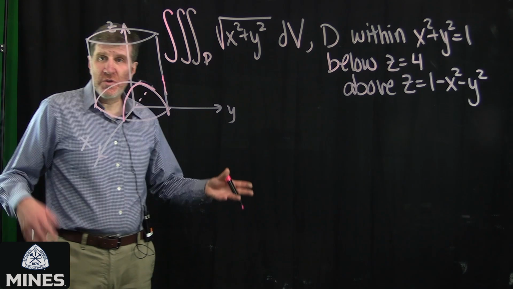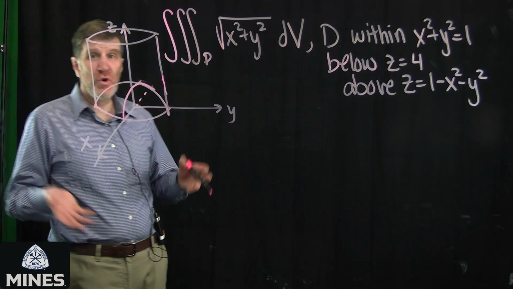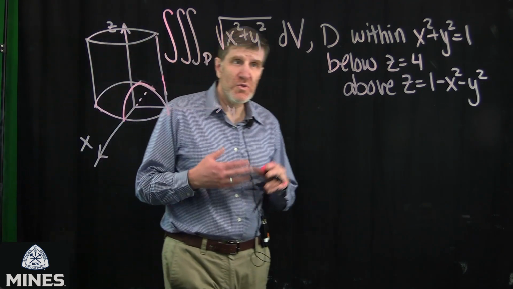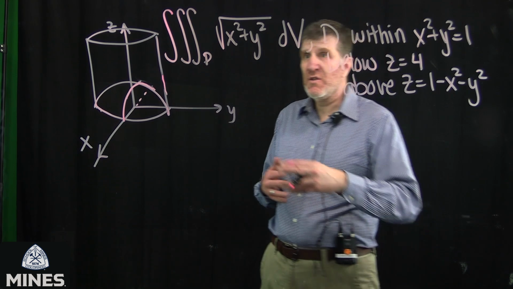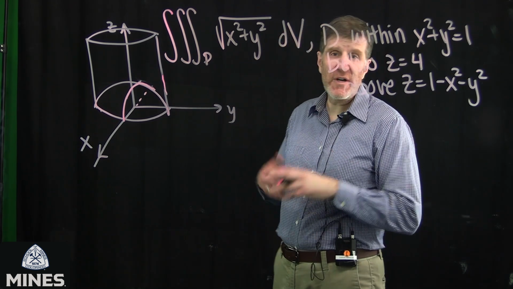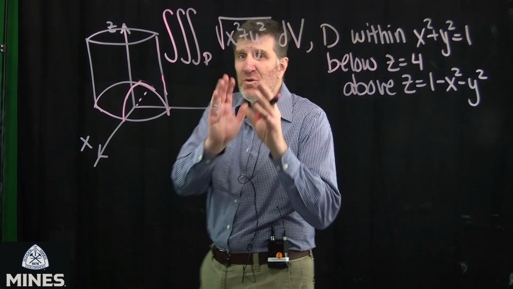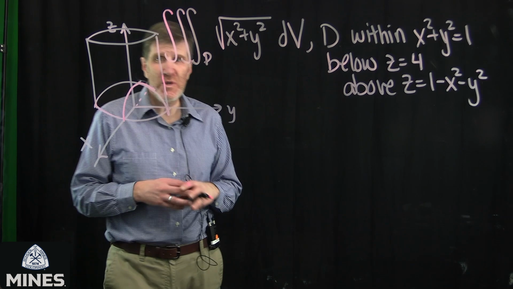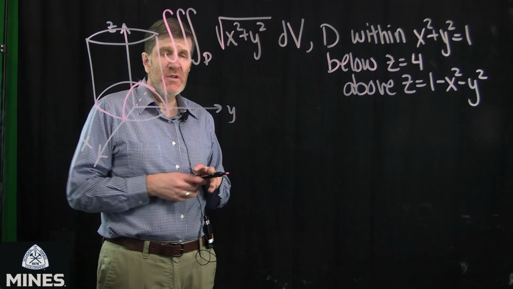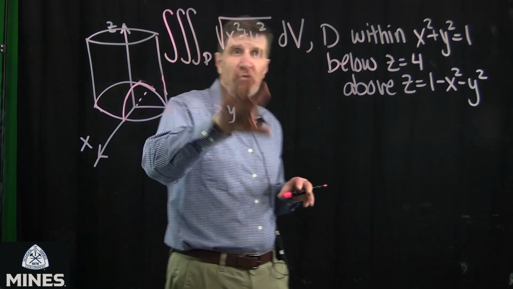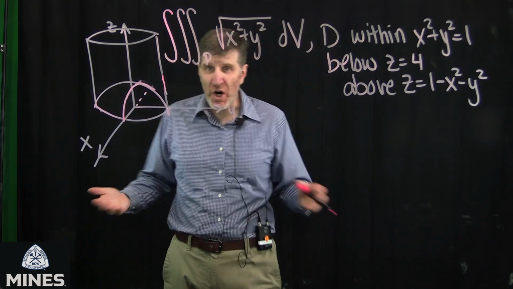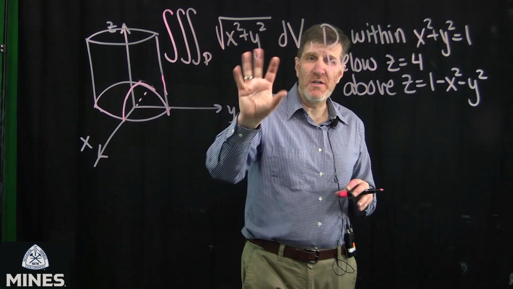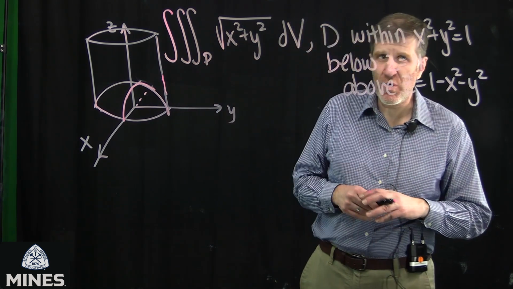We have here a triple integral, and this is a triple integral that lends itself very well to cylindrical coordinates. It's the triple integral of the square root of x squared plus y squared. That already is a hint that we should be thinking cylindrical coordinates, because the square root of x squared plus y squared is just r. So the integrand is going to simplify if we're able to use cylindrical coordinates.